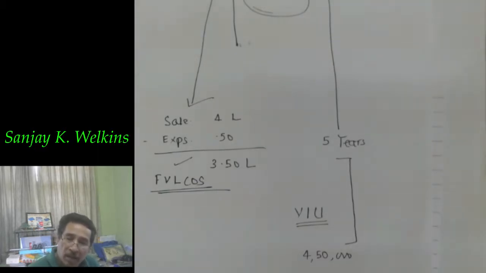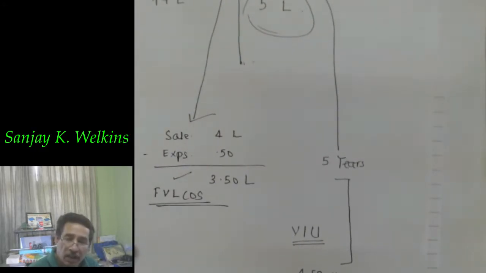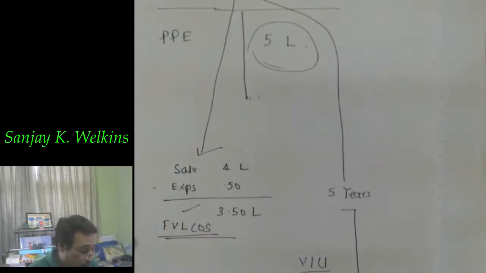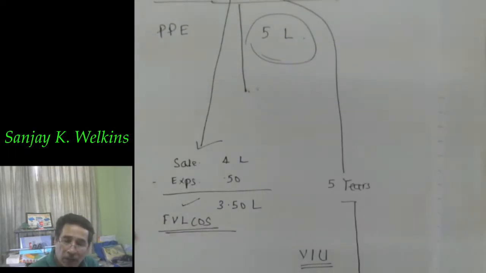This particular standard deals with impairment loss. And so far, I haven't told you what exactly the impairment loss is. I will let you know. But the important point is that before I let you know what exactly the impairment loss is, the value is 5 lakh in the balance sheet. If I am going to sell it today, the net selling price would be 3.5 lakh, better known as fair value less cost of sale.